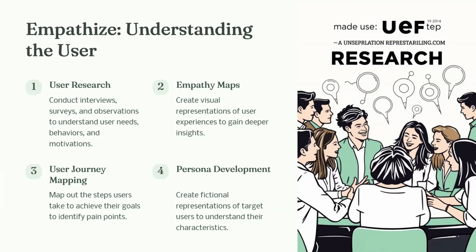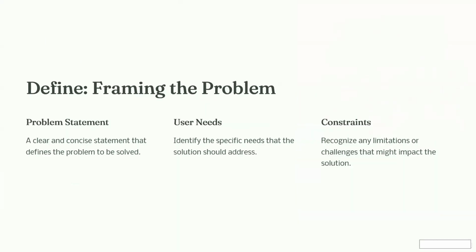That's the fourth one: creating fictional representations of target users to understand their characteristics. And all of this persona development would be effective if you have successfully done user research. So every single part of design thinking is interconnected. By the time you miss one step and try to jump to another step, there is every tendency that you are going to miss out on a beneficial result.